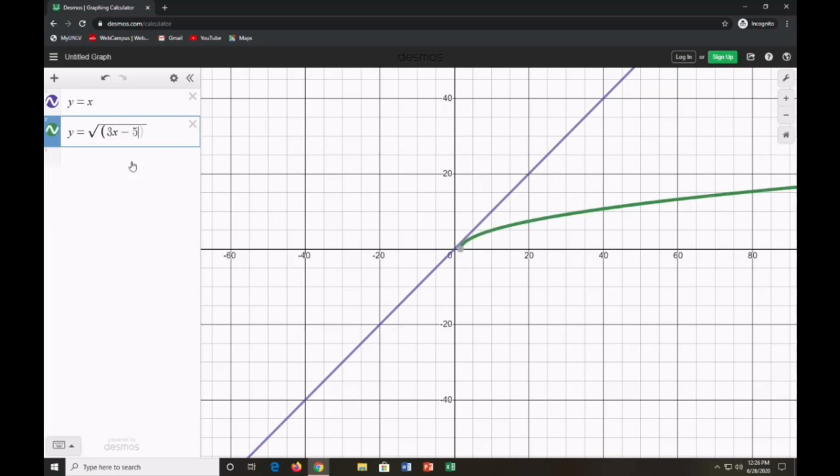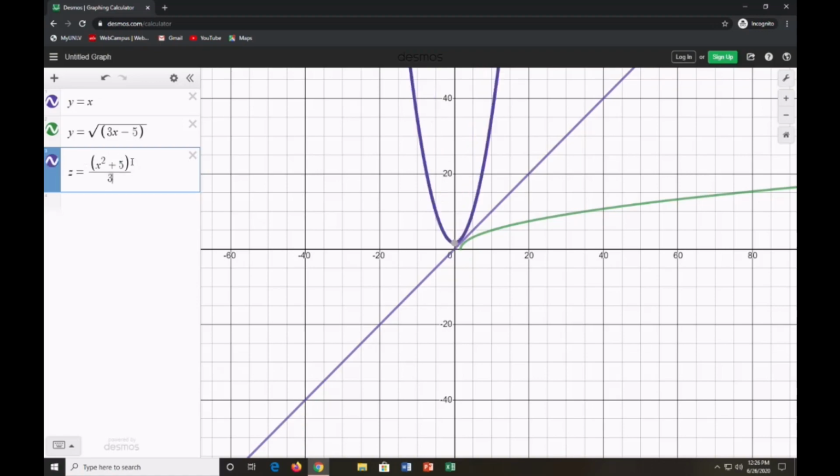So it graphs like that. And then we found the inverse. The inverse was (x squared plus 5) divided by 3. So this is where we have to limit the domain on this one.